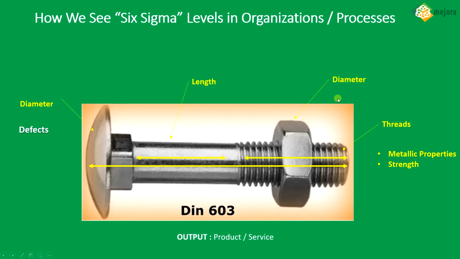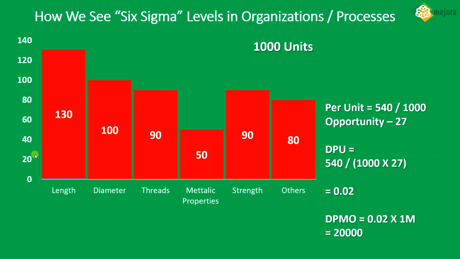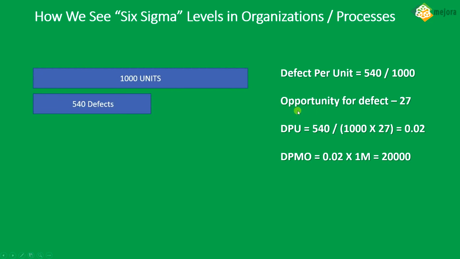The length can go wrong in at least three different ways: the length of this piece, the length of the threads, the length of the entire bolt. Only the length can go wrong in three different ways. Similarly, when we consider other defects, we found there were at least 27 opportunities for defects. Now, out of 1000 units, we found 540 defective. That is about 54%, as per layman's terms.